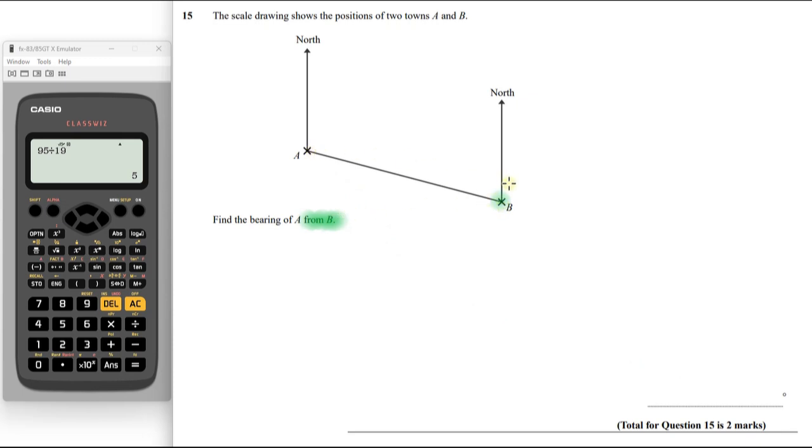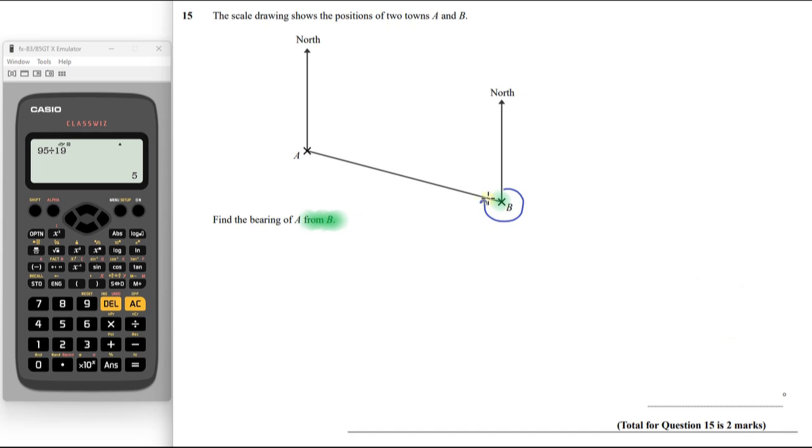So bearings, remember, always start from north. So this is our north line that's drawn in. So we're going to start here, and we always go in a clockwise direction. So we're going all the way around here until we get to this line, which takes us to A. So this is the bearing we're trying to calculate.